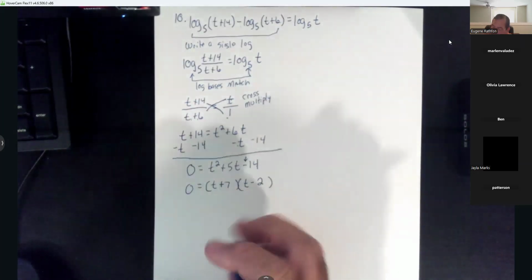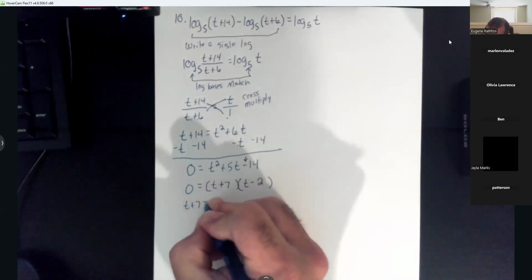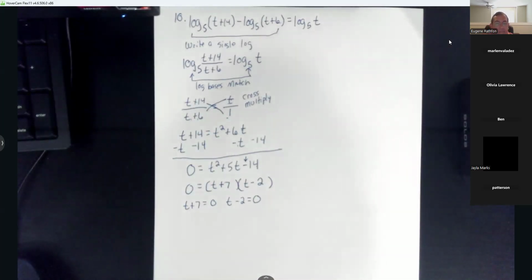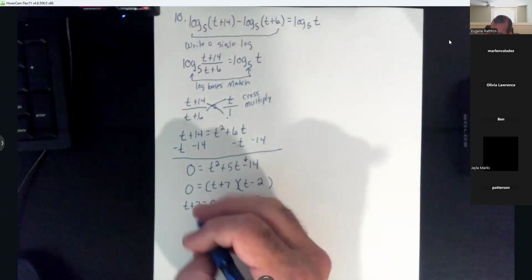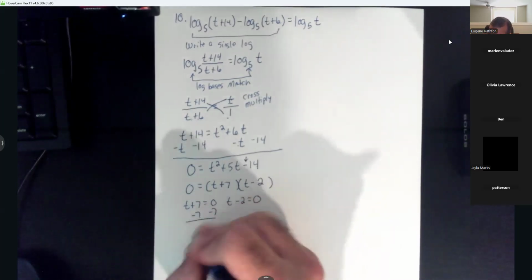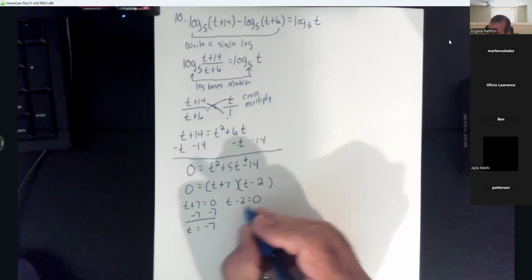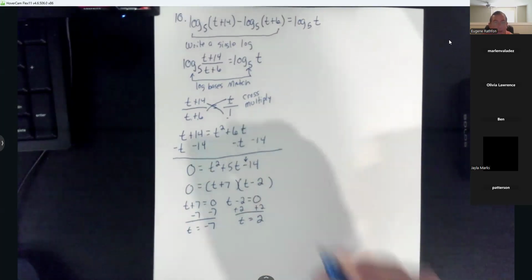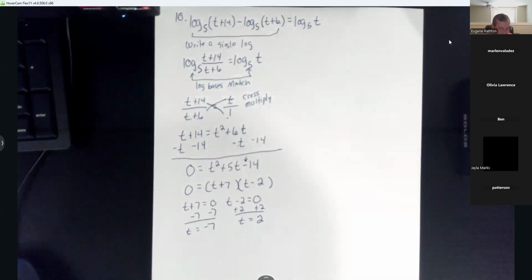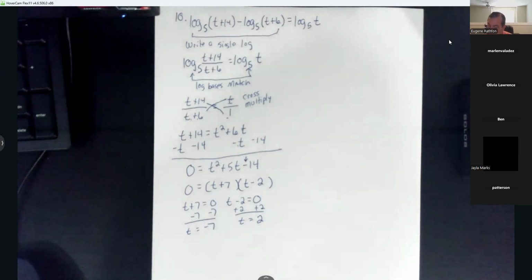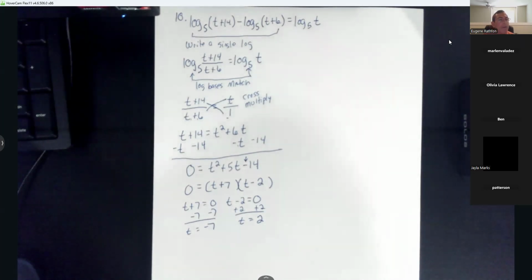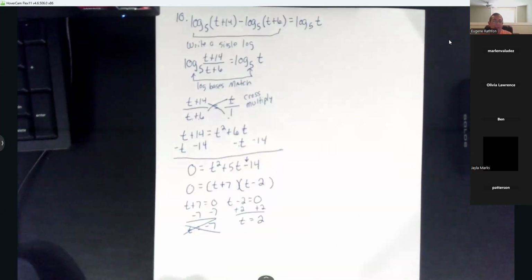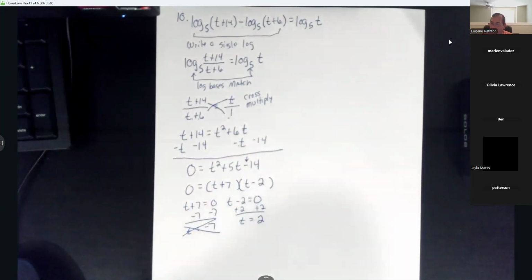All right, y'all, so set both your factors equal to 0 and solve. So here I'm going to subtract 7. Here I'm going to add 2. All right, y'all, so what's your final answer? t equals 2, good job. We're going to throw away that negative answer again, okay?